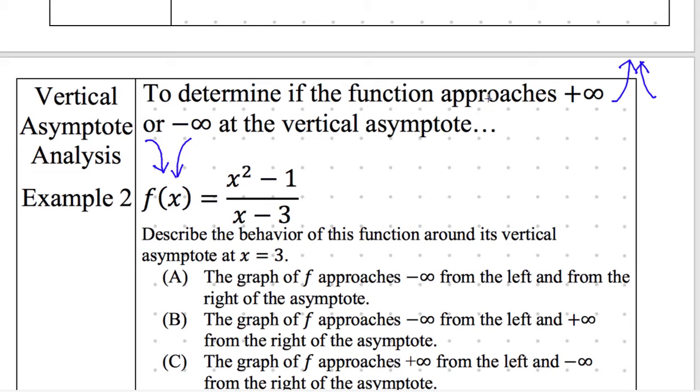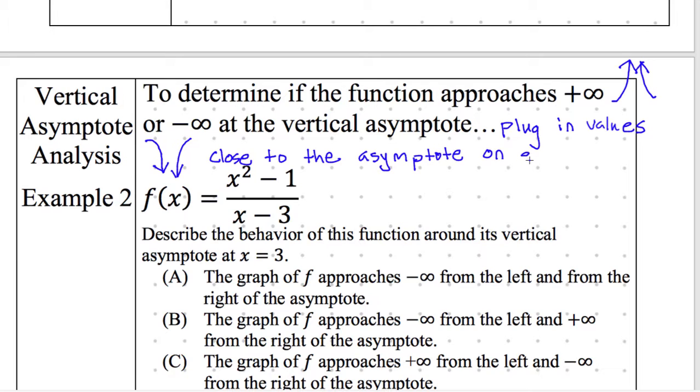At the vertical asymptote, all you need to do is plug in. A more formal word would be substitute. Plug in values close to the asymptote on either side.